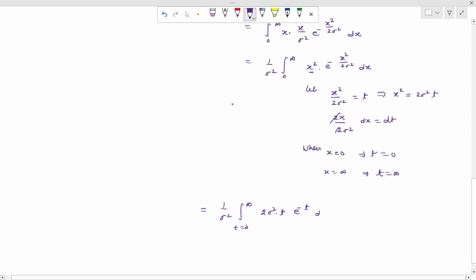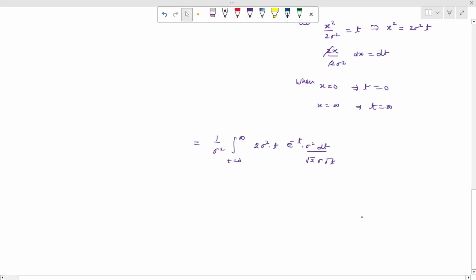So this can be written as sigma square dt upon x. So sigma square into dt upon x. So what is the value of x? The x value we can write down as root 2 sigma into root t. This is the value of x.